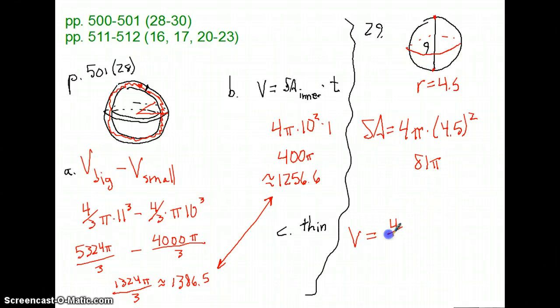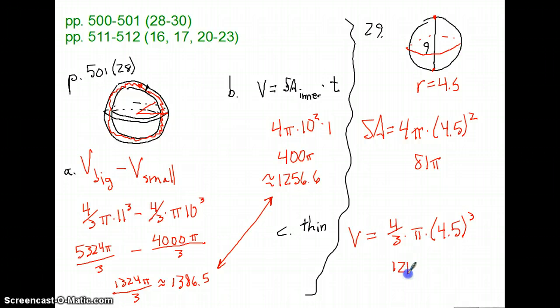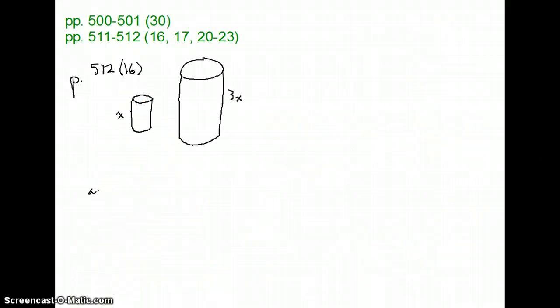And volume is 4/3 pi, yeah, 4.5 cubed is really not pretty. Whoops, I was saying cubed, I wrote 3. 4.5 cubed. 4.5 to the third times 4 divided by 3. Hello? Can you hear me clicking out there, geometry? See, the calculator I gotta deal with. 121.5. That's fine. You can do it like that, or I could make that a fraction and call that 243 over 2 pi. That's fine. Either way. Alright, back to page 512.